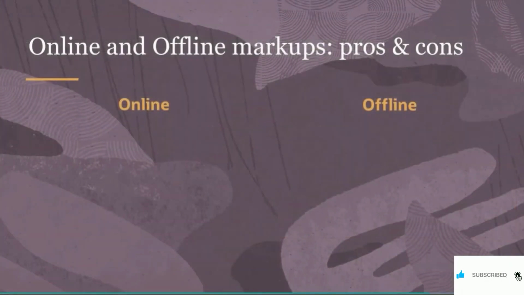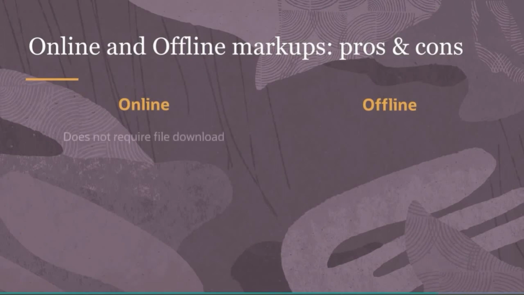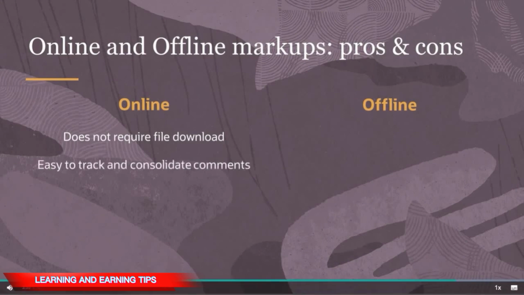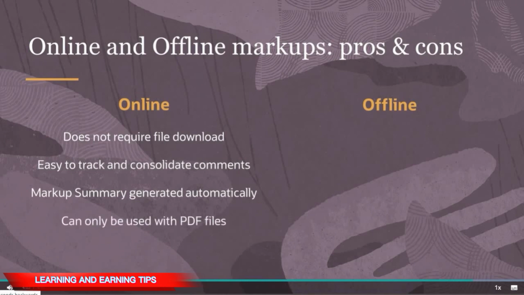Let's finish by summarising the pros and cons of online versus offline markups. The online method doesn't require you to download the files, and the process can be managed entirely within Aconex. It's easier to track who added what and also easy to consolidate. It also provides a markup summary which is created automatically. Online comments can only be made on PDF files. If you need to mark up other document formats, this is when you would consider using offline comments.